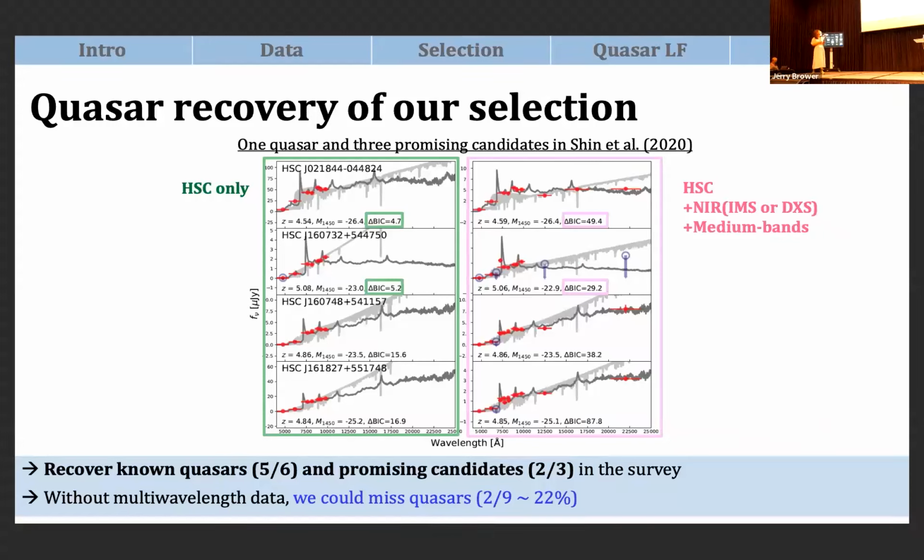We also estimated the recovery rate of known quasars. In our survey area, there are 6 known quasars and 3 promising candidates. And unfortunately, by the delta BIC calculation, we recover 1 quasar and 1 candidate, resulting in a recovery rate of 22%. However, when we add the near-infrared and medium-band data, the delta BIC values can increase from 5 to 50. So this emphasizes the importance of using multi-wavelength data.